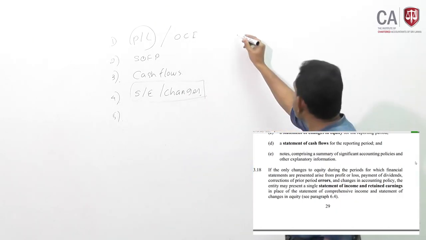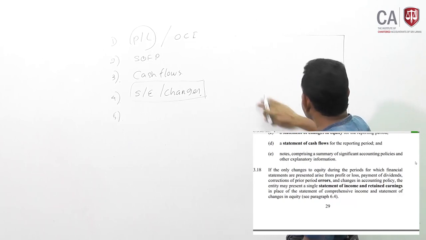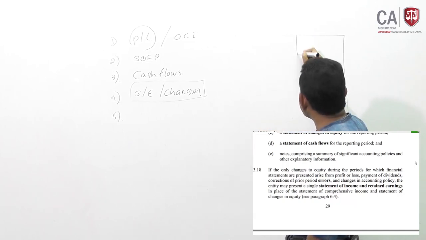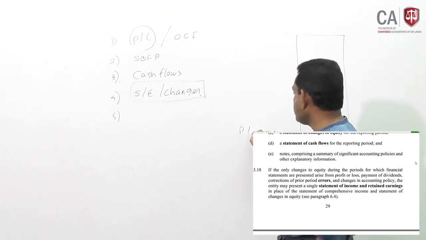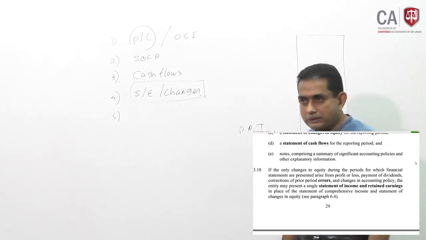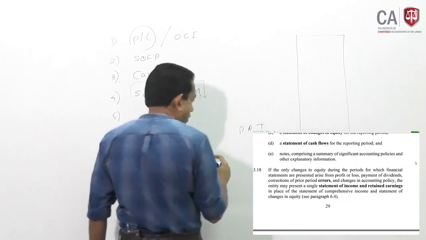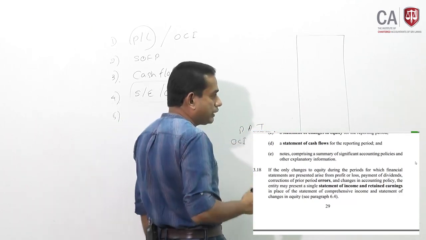As you prepare the profit and loss, the profit and loss ends where the profit after tax calculation is done. So, thereafter, from there on, it is the other comprehensive income statement that continues.